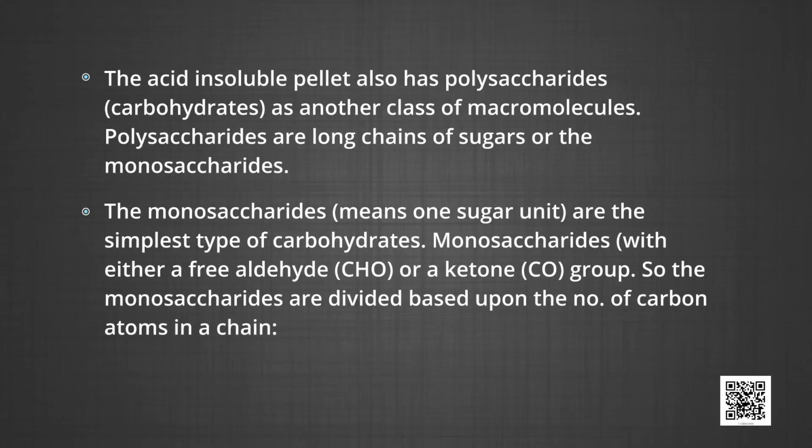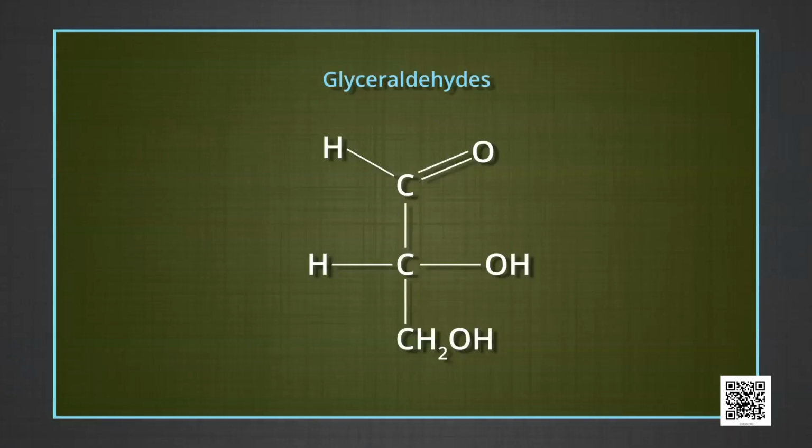So the monosaccharides are divided based upon the number of carbon atoms in a chain. That means how many carbon atoms are present in a chain. So let us discuss the types of monosaccharides. First is triose. The trioses are monosaccharides having chains of 3 carbon, that is, first is aldehyde group, second carbon having one H group and one OH group, the next third carbon, that is CH2OH group, that is alcoholic group.